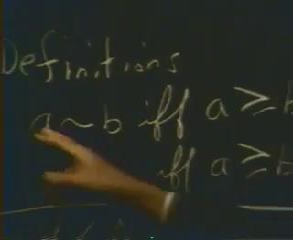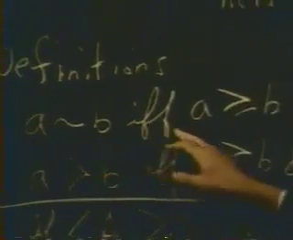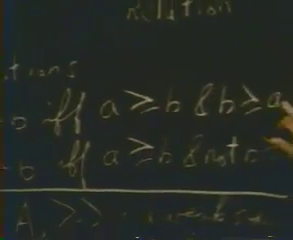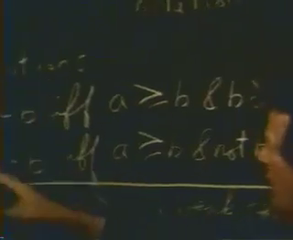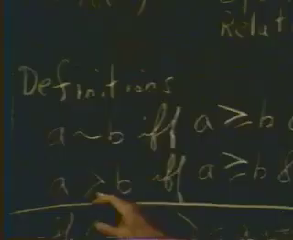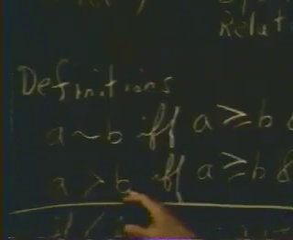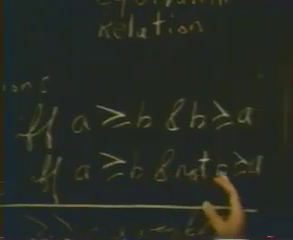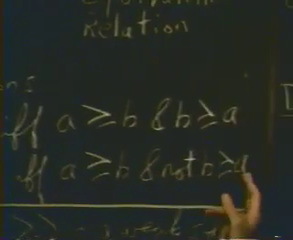Notice the definition now. A is equivalent to B if and only if A is at least as great as B and B is at least as great as A. We also correspondingly can define a strict ordering relation. A is strictly greater than B if and only if A is at least as great as B and it is not the case that B is at least as great as A.